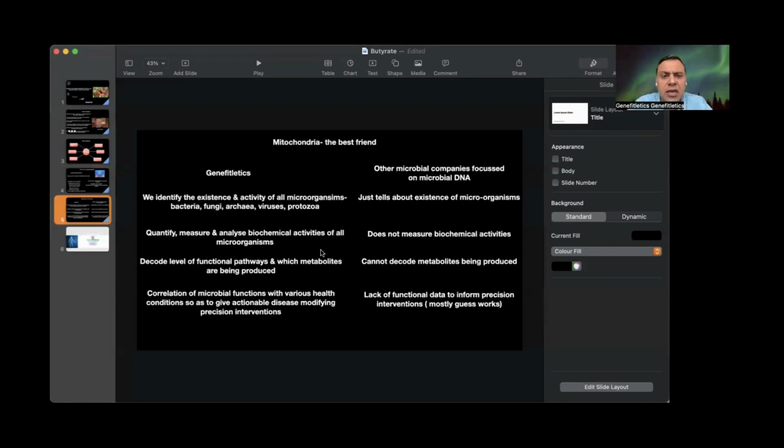Another thing we should consider is a comparison of how we are decoding, or giving you, a digital footprint of your body. Most of the microbial DNA community identifies the existence of microorganisms, but what differentiates us is quantifying, measuring, and analyzing the biochemical activities of all the microorganisms, which none of the microbial DNA companies do. They cannot do it. We decode the functional pathways and which metabolites are being produced. We can tell you the butyrate production, the methane gas production, the serotonin production, a lot of these things. But a lot of these companies cannot tell you metabolites.